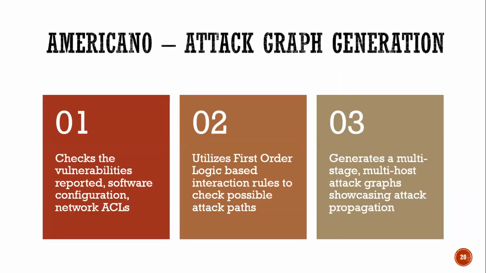So with Americano, we get the information from Stinger, and we use these vulnerabilities and software configuration to pass to a first order logic based framework. And that framework basically generates a multi-stage, multi-hop attack graph. And the attack graph basically shows the different paths an attacker can take in a network to be able to reach his desired goal.